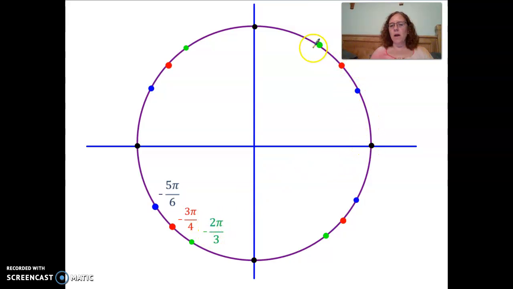Because when I'm moving in a positive direction, I went 2 quadrants away from 0, 1, 2. When I'm moving in a negative direction, I am also going 2 quadrants away from 0. I'm just going the opposite way. So the distance from this black dot around the circle to this blue dot, or from this black dot around the circle to this blue dot, the distance is the same. It's just the direction that's opposite. So that's what those negatives tell me there.